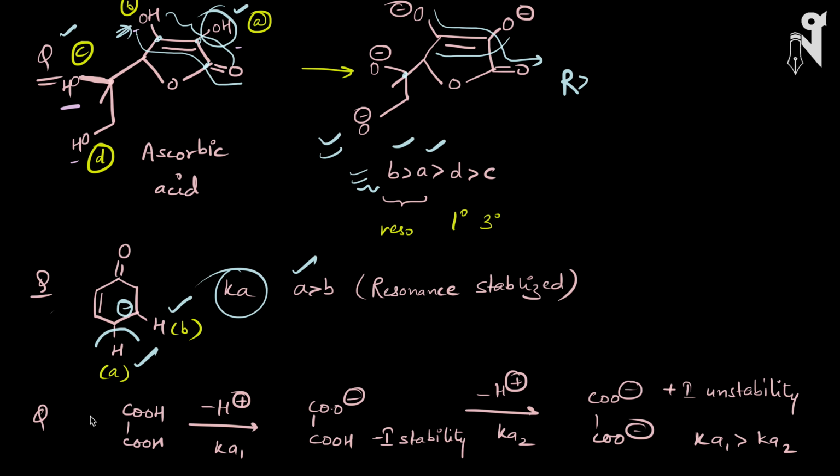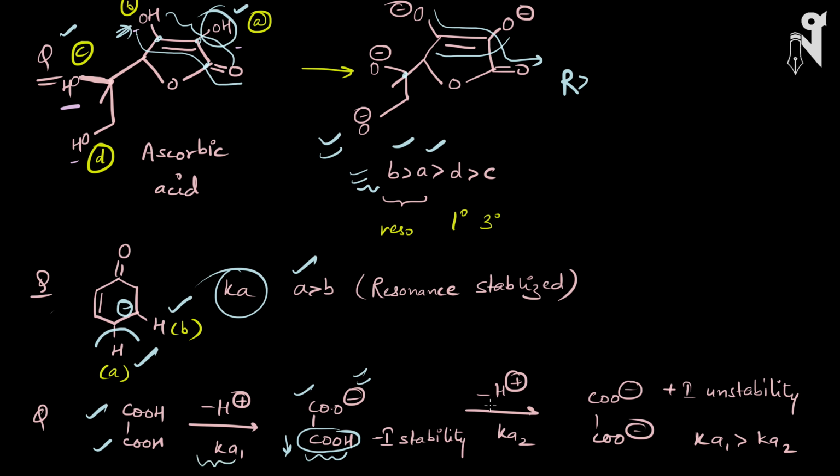I have COOH and COOH. Again we have to remove hydrogen and check the acidity of this acid. If one hydrogen is removed, H plus will come out and it will form COO minus, right? So COO minus, and there is a COOH group. This COO minus group is getting stabilized by the minus I effect of COOH. So COOH is electron withdrawing and stabilizing this negative charge, right? This is for Ka1, when one hydrogen has been removed.